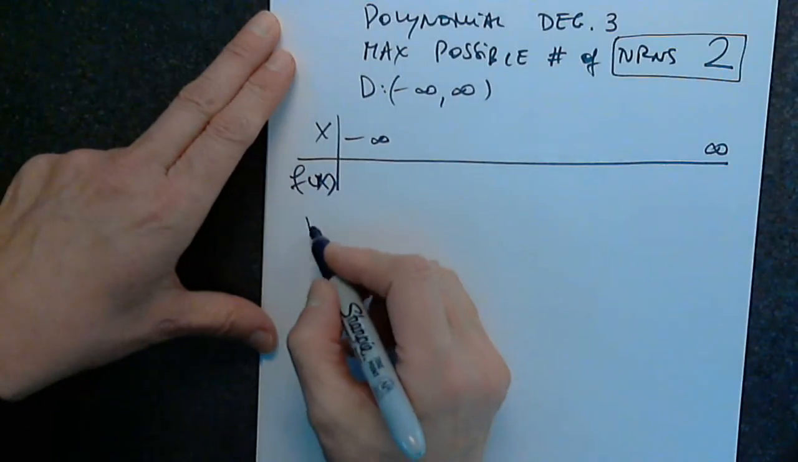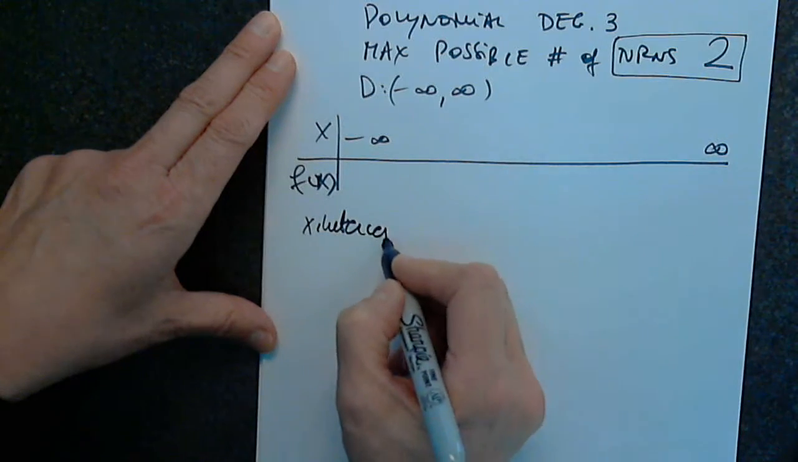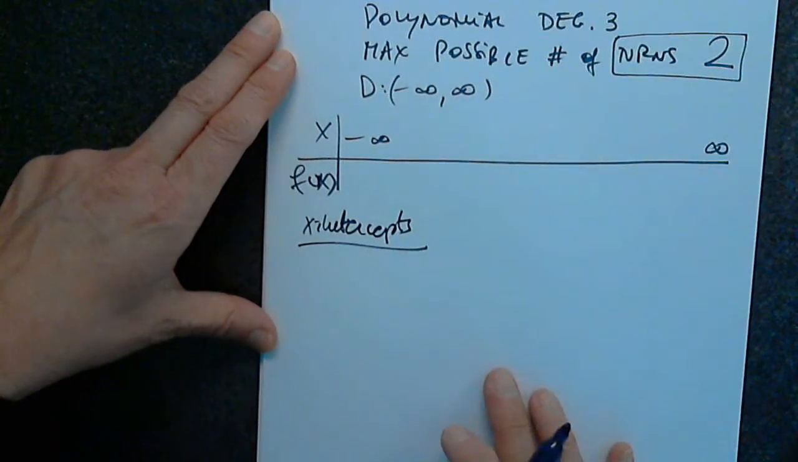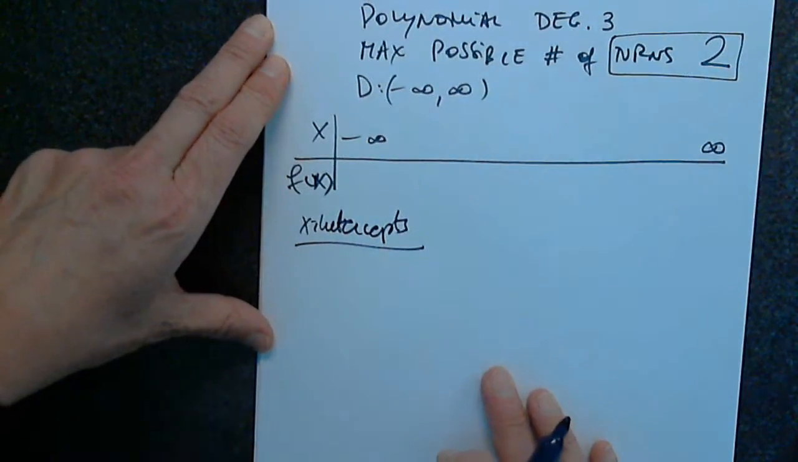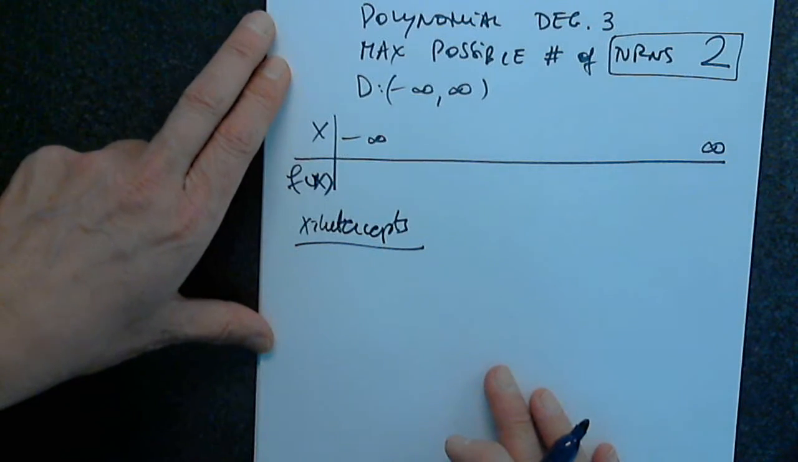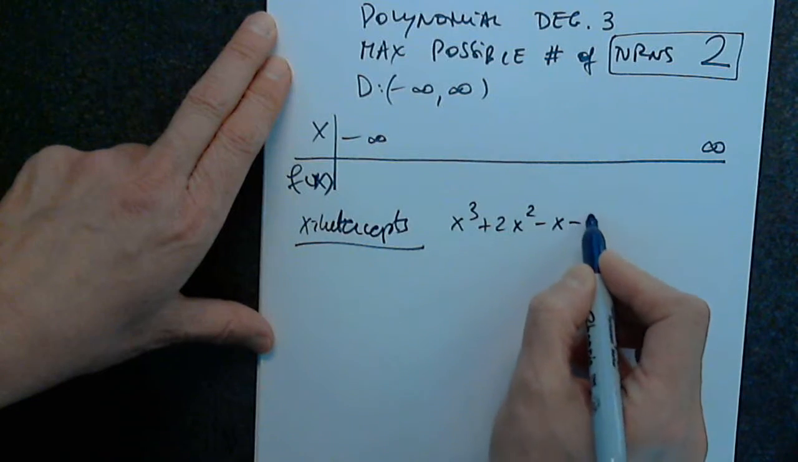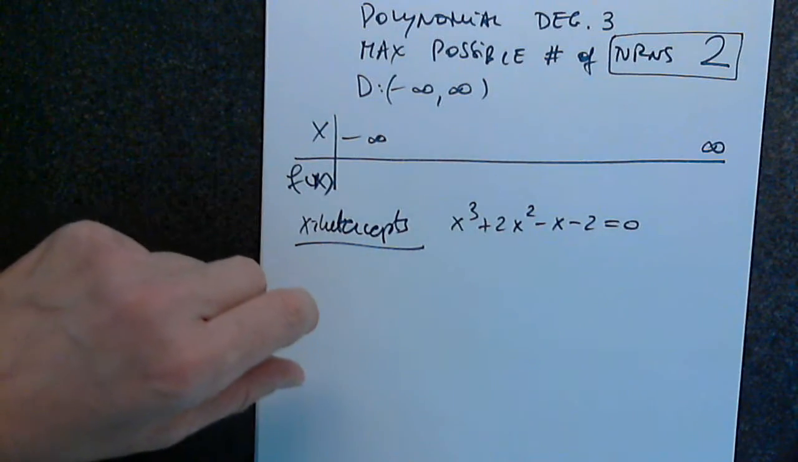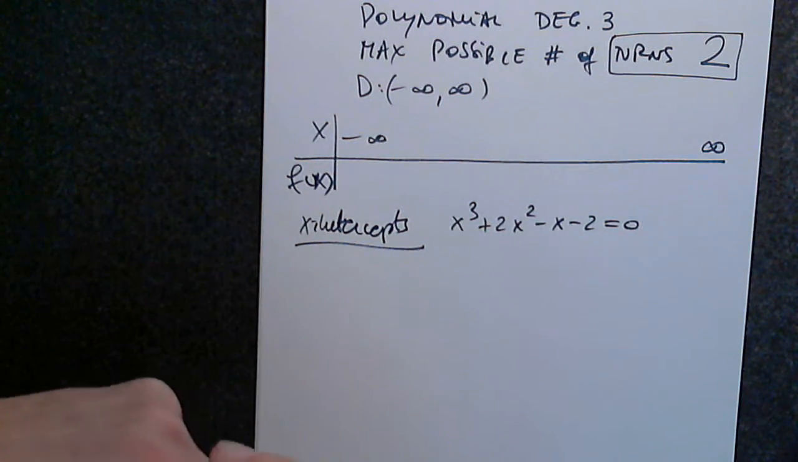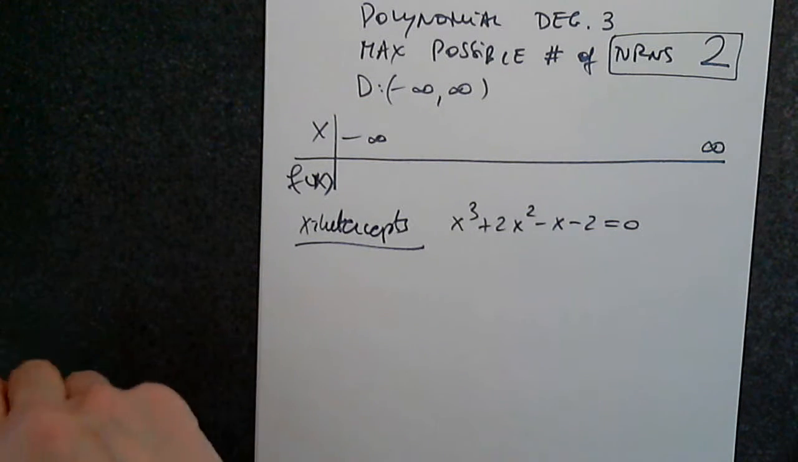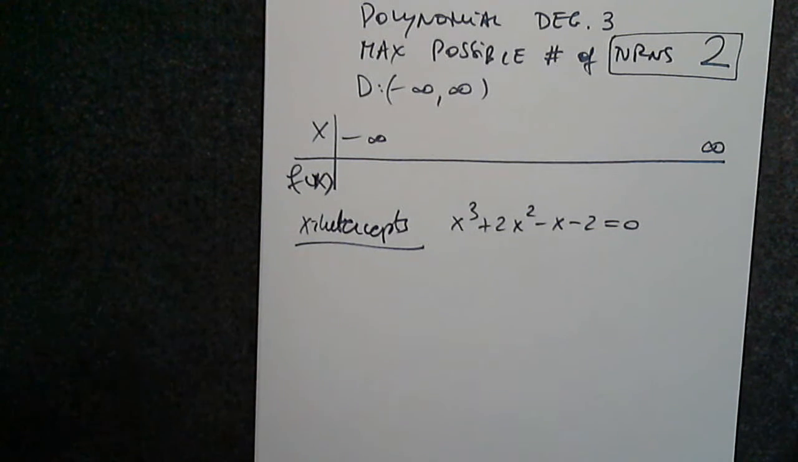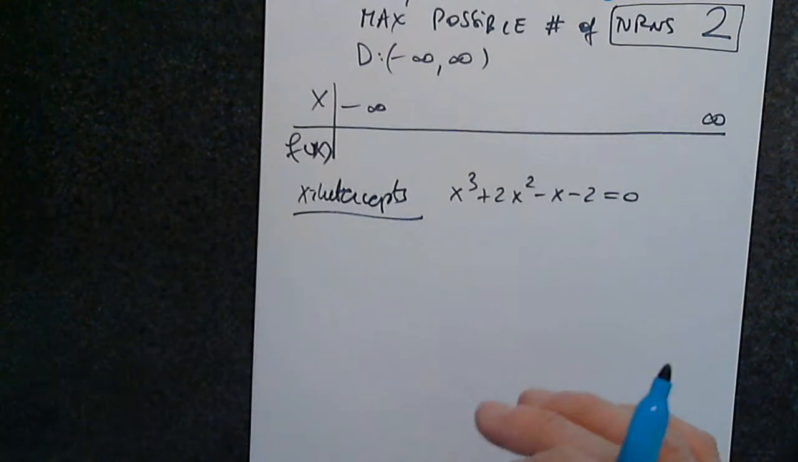Then we found the x-intercepts. How do I find the x-intercepts for any function? Very good, which is x cubed plus 2x squared minus x minus 2 equals 0. Perfect. Now what? How do I solve such a polynomial equation? Chapter 1. By grouping, very good.